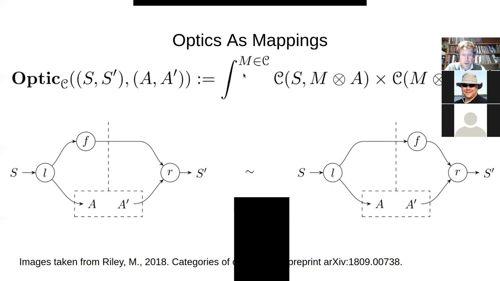And a coend is written as an integral sign. The motivation for writing it as an integral sign is more than skin deep, because it's kind of like an infinite product or a potentially infinite product. For all objects in C, could be an infinite set, maybe finite, we are taking a mapping between S and M cross A.